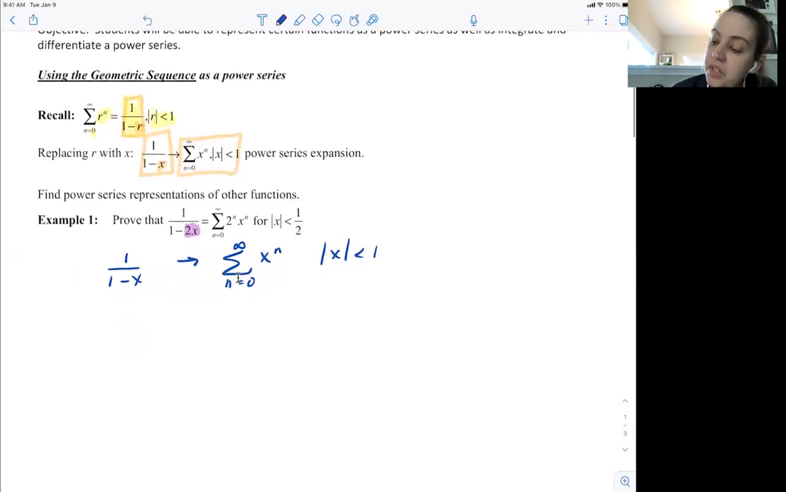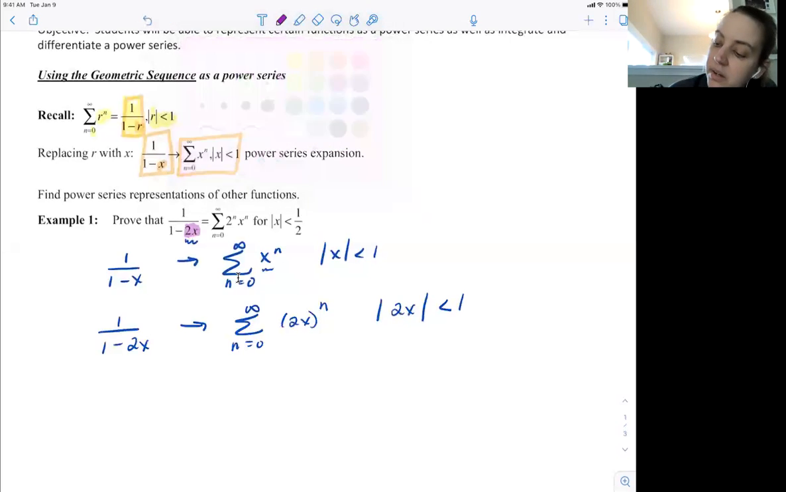We're going to substitute 2x in place of the x that's over here. So 1 over 1 minus 2x would be n equals 0 to infinity. Again, replace the x with a 2x to the n. Replace this x with a 2x. Okay, so what did I do? I replaced x with 2x, and I replaced x with 2x, and x with 2x. Not bad. So let's clean this up a little bit.